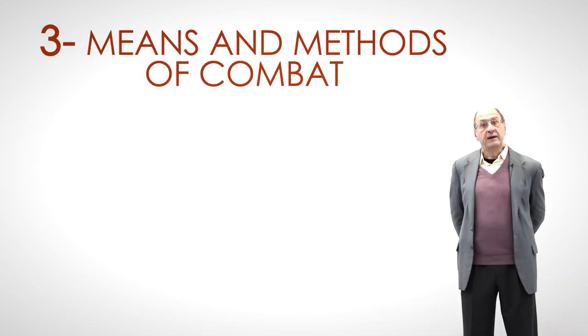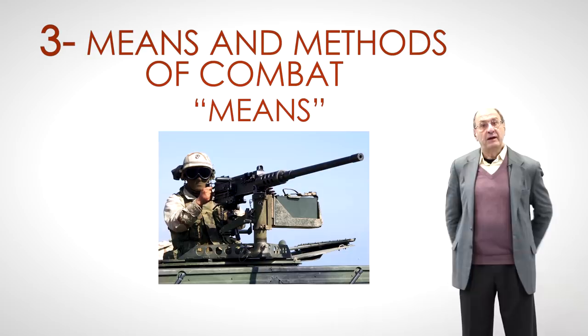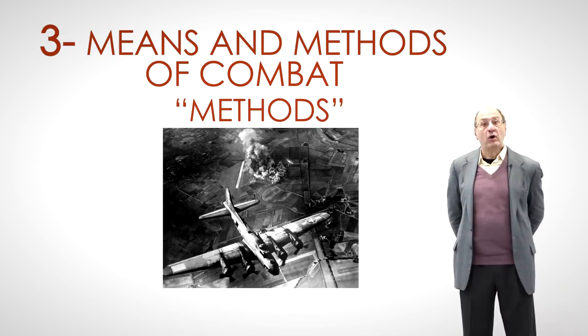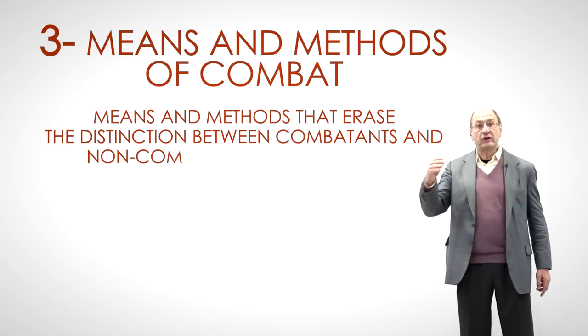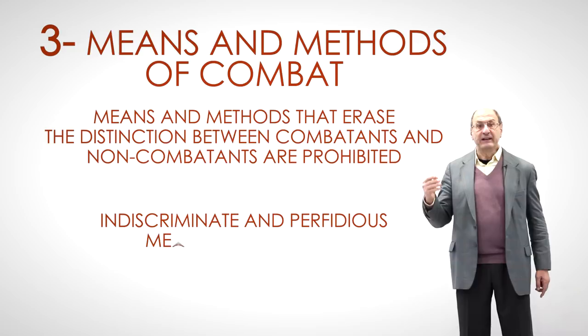The third criterion refers to the means and methods of combat. Means are weapons, ammunition, and military materiel in general. Methods are combat strategies or tactics, that is, the mode of use or deployment of military materiel. The basic rule is that the means and methods that erase the distinction between combatants and non-combatants are prohibited. They include indiscriminate and perfidious means and methods of warfare.